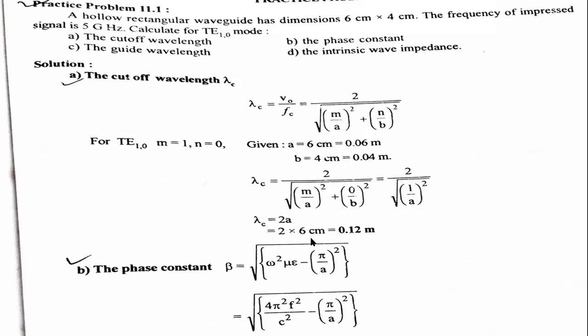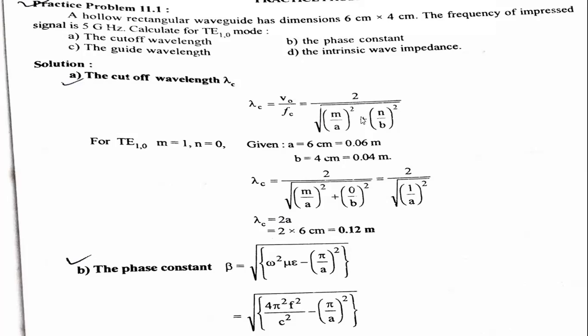6 centimeter. Convert this into meters, or if you directly take 12 centimeter, later on convert into meters. If at the beginning you don't want to take the value of A, directly keep lambda C like the 2 at present. Later on you may change that. What is the value of the Fc?